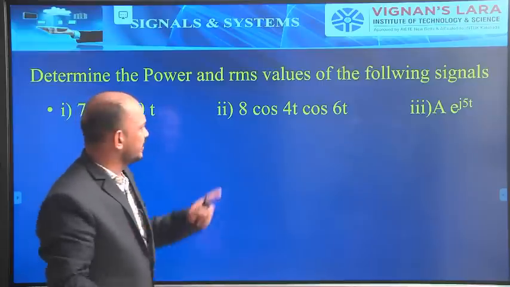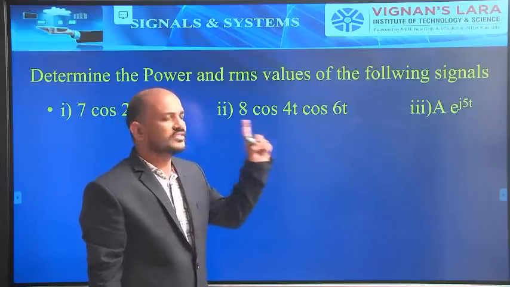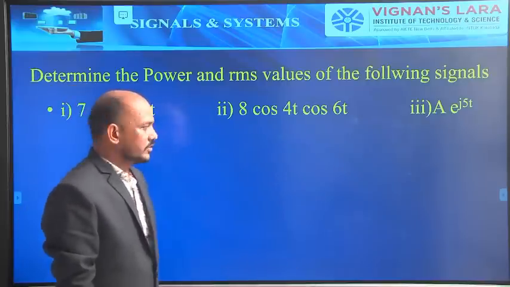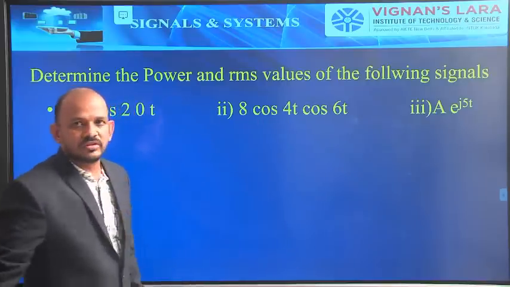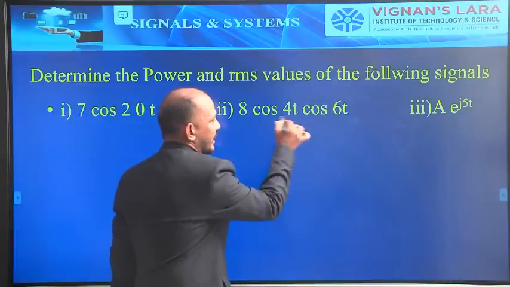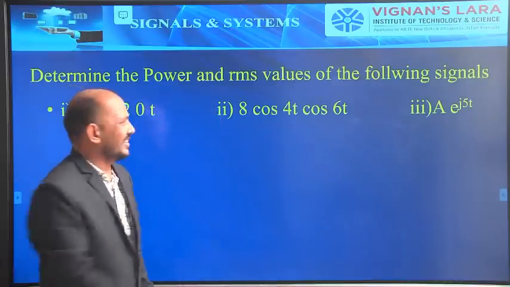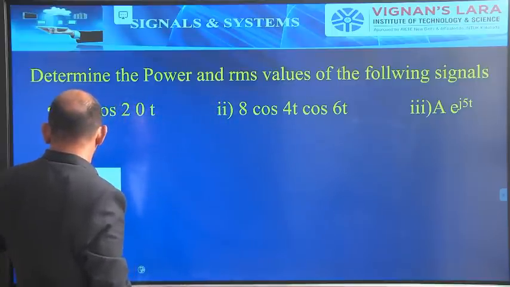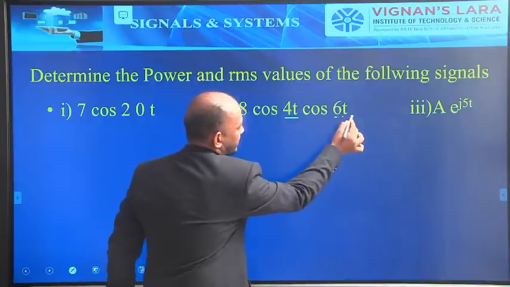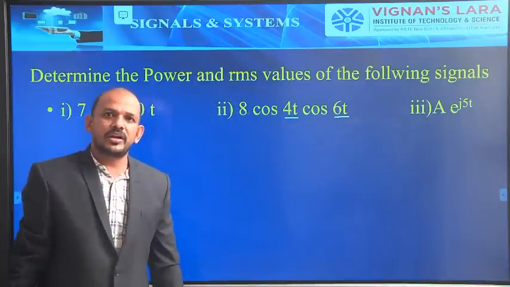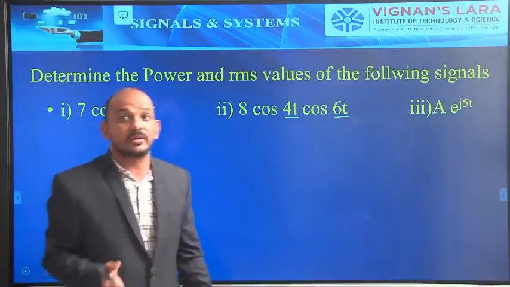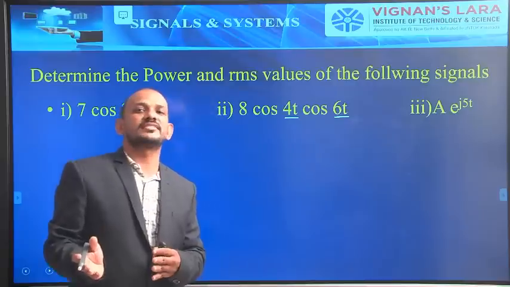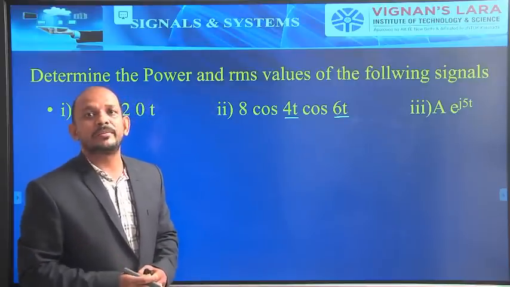Here the given signal is 8 cos 40t cos 60t. We have to solve this. First, let us think of this as A and this as B, so cos A cos B. We have to convert the multiplication of two cosine signals into the summation of two cosine signals. For that, we have to use trigonometric formulas.